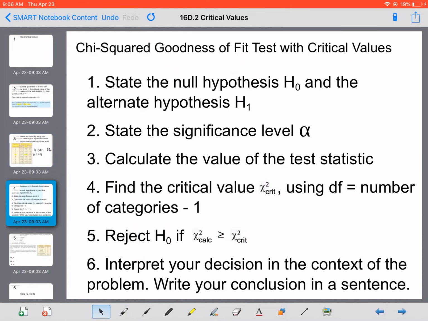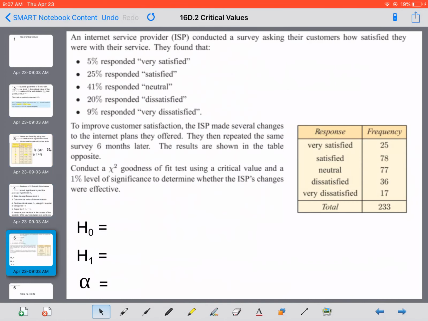So just kind of reminding you of the steps, we're going to state our null hypothesis and our alternate hypothesis, identify that significance level, calculate our test statistic, so using our calculator, find that chi-squared crit value by using your degrees of freedom and your significance level, and then determine are we going to reject it or not based on our calculated value and our crit value. And then that very last step is the most important. You are writing a sentence to interpret your decision. Okay, so let's go through a problem here.